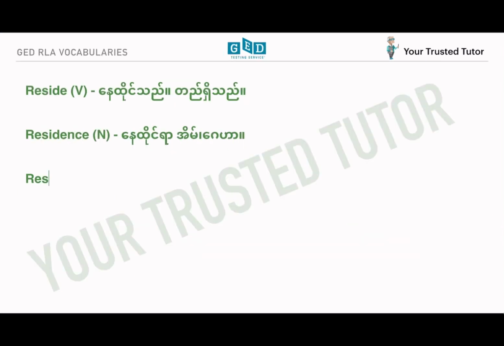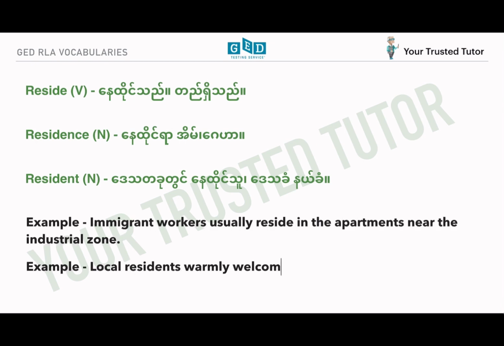Reside, residence, resident. Example: Immigrant workers usually reside in the apartments near the industrial zone. Example: Local residents warmly welcome the exchange students from Japan.